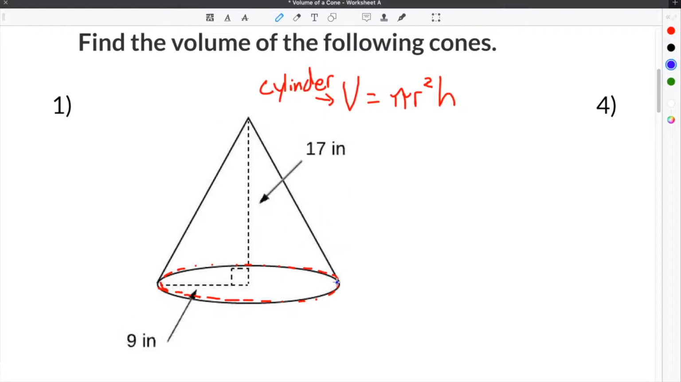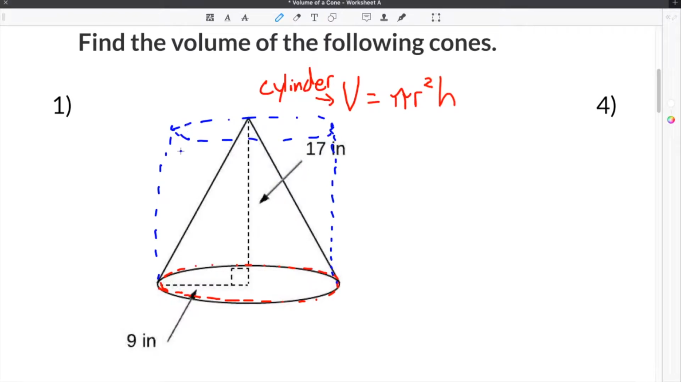So if we were to draw an imaginary cylinder around this cone, it would look something like this. So our blue line is our imaginary cylinder. You will notice that the cone takes up less space than the cylinder does. So in order to compensate for that, we have to change our volume of a cylinder formula.